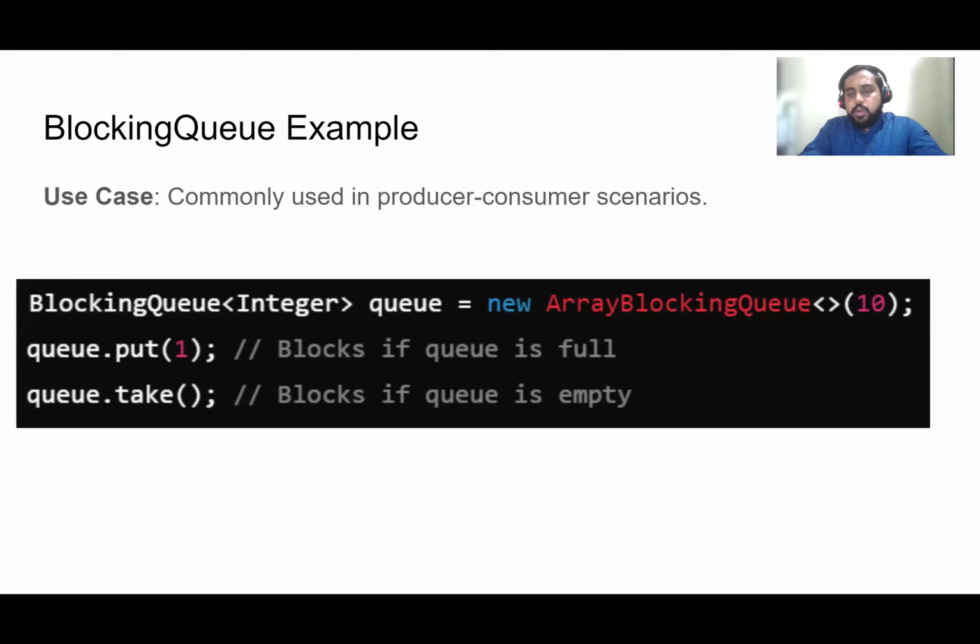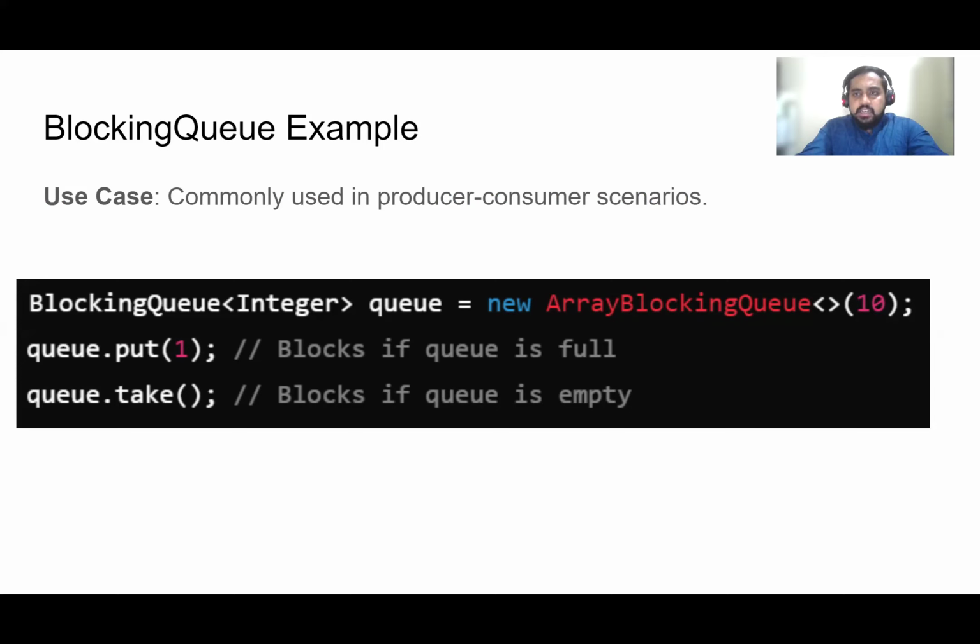I created an ArrayBlockingQueue of size 10. I'm calling arrayQueue.put(1). It will check whether space is available in the array blocking queue. Suppose I created it with size 10. If it's completely filled, the put method will wait until one space becomes available. So the put operation will block if the queue is full.